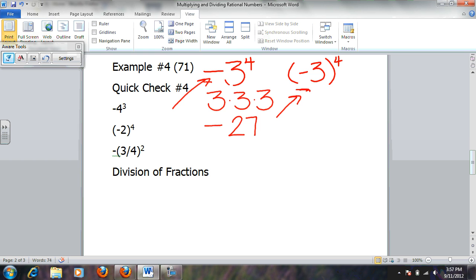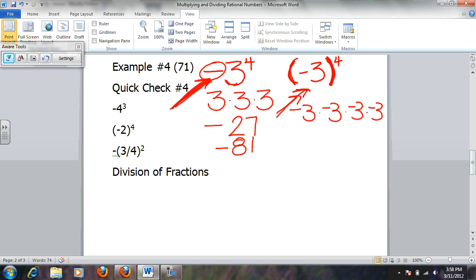In this particular case, I'm taking negative 3 times negative 3 times negative 3 times negative 3. The parentheses mean I'm taking this number inside of the parentheses, negative 3, times itself 4 times. This one doesn't have parentheses, so I'm taking 3 times itself 4 times, and then I'm applying the opposite of that. Oops, I only did 3 threes there. Sorry, this should be the opposite of 81. My error.